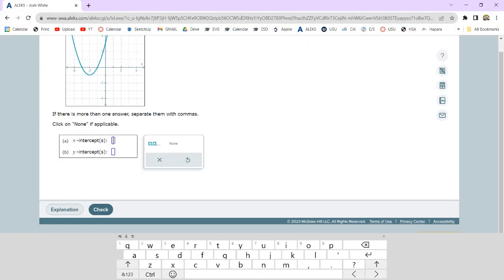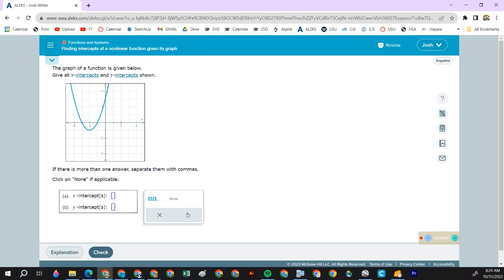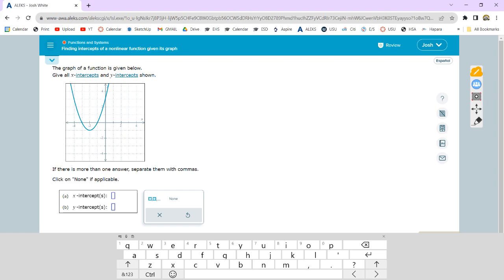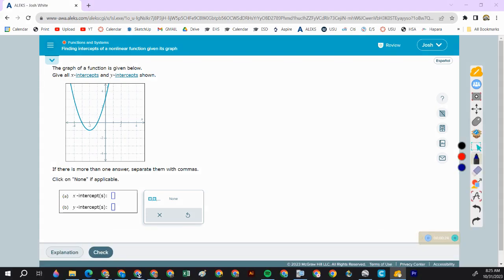We are working on 5.8. So the first question, finding intercepts of a nonlinear function given its graph. The intercepts are simply where the graph crosses the x-axis or the y-axis. So this has two x-intercepts, x equals -3 and x equals -1. And it has a single y-intercept, y equals 3. Easy enough.